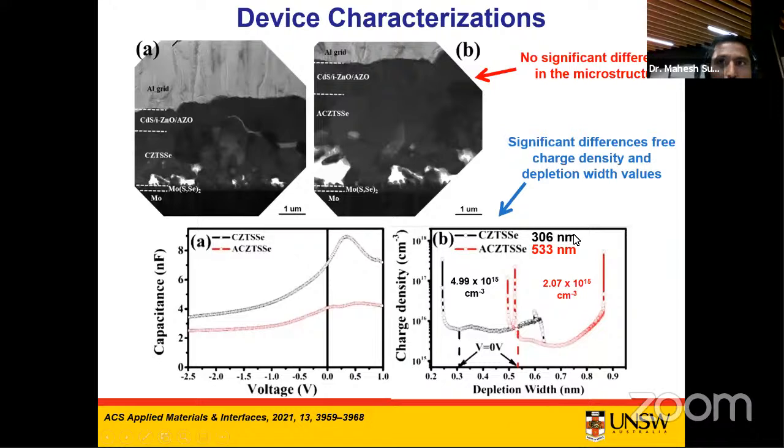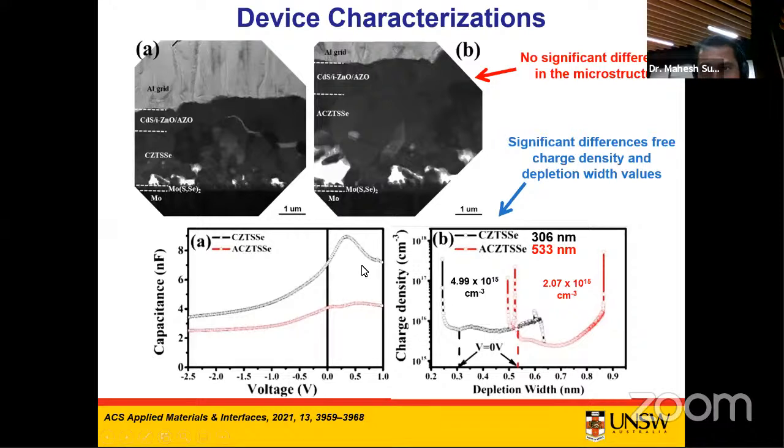So we carried out microstructural characterizations as well as electrical characterization, that is CV, of the CZTSSe as well as the silver alloyed CZTSSe thin film solar cell devices. The cross-sectional TEM images of the CZTSSe and the silver alloyed CZTSSe show that there is no significant difference in the microstructures even after the silver substitution.